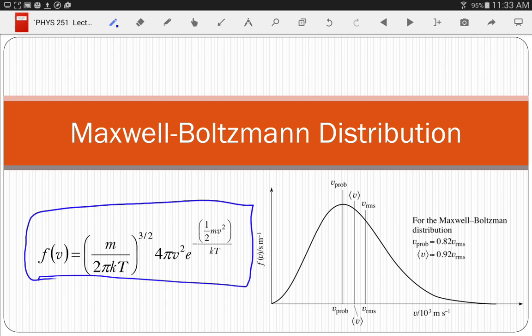Now, to understand this distribution a little better, this distribution is telling us about the probability.